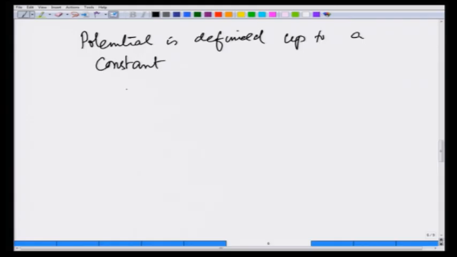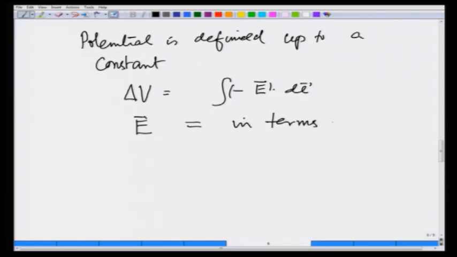What we have seen is that we have related potential difference to the electric field work done. How about the inverse relationship? How do I express E in terms of the potential? You can already see, since delta V is the integral, it has to be some sort of a derivative, and this introduces the idea of gradient.